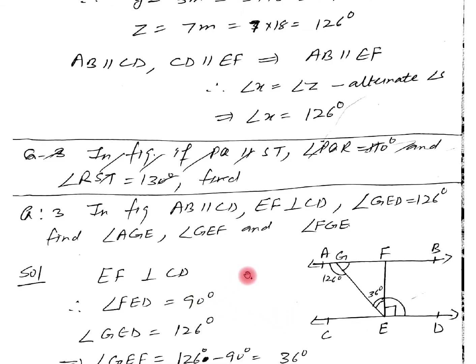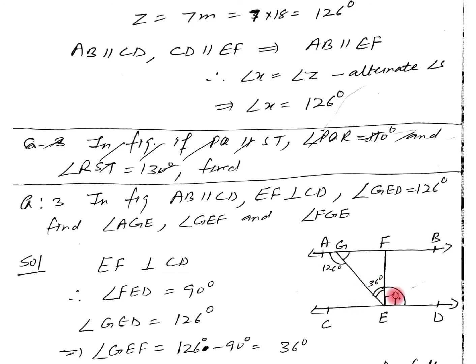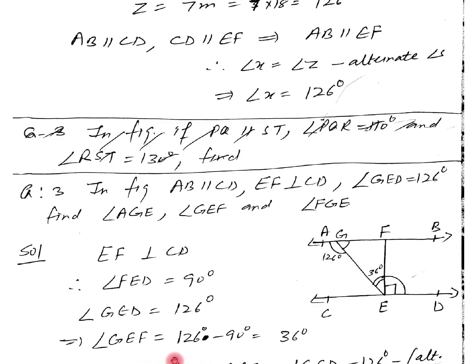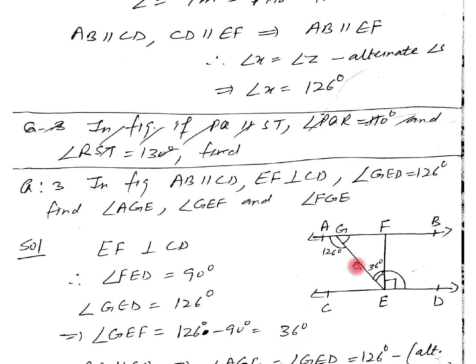Now let us see, the first point is here EF perpendicular to CD. Now this whole angle is given to be 126 degree. Now EF perpendicular to CD, therefore this angle FED must be equal to 90 degree. Now this complete angle is 126 degree. So we can write angle GEF equal to 126 minus 90 degree equal to 36 degree. So this angle must be equal to 36 degree.